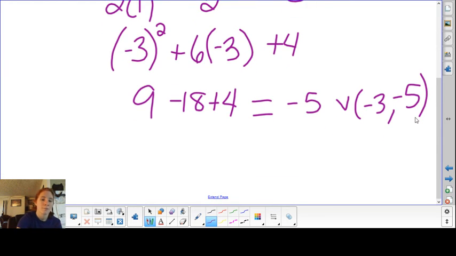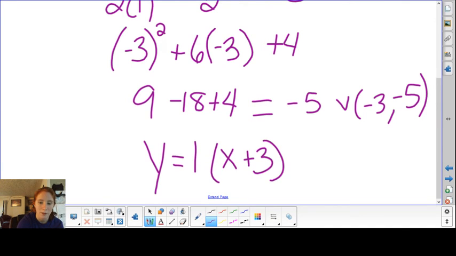So again, we're going to go ahead and do our y equals. My a above was 1, times x minus h, but because it's a negative, it'd be negative negative, which turns positive. And then my k just follows.